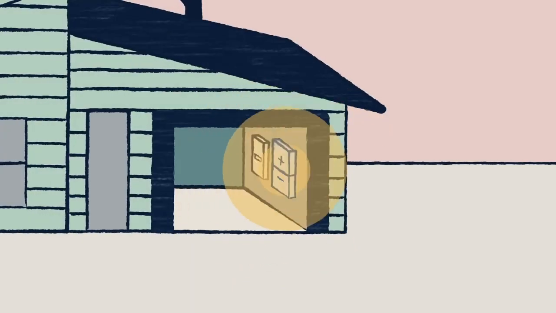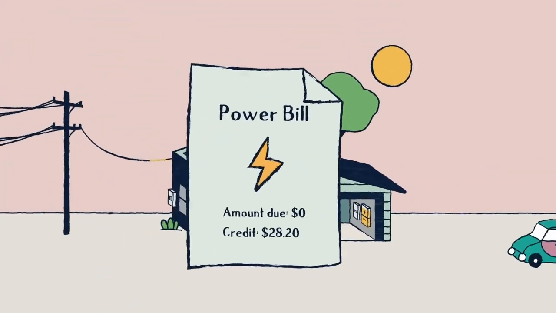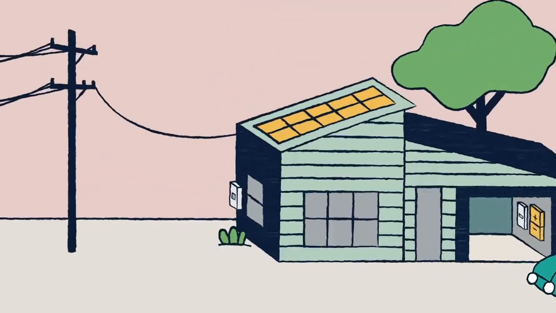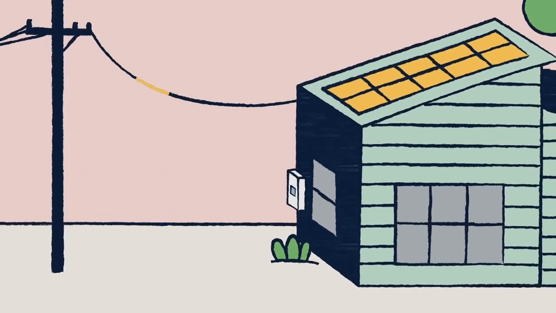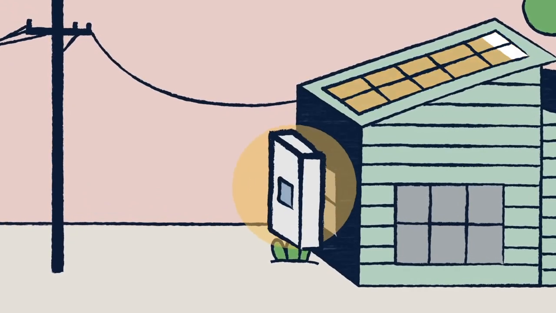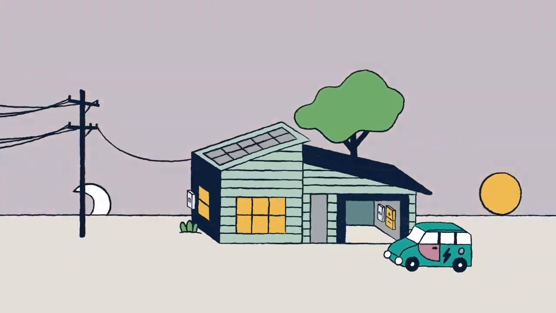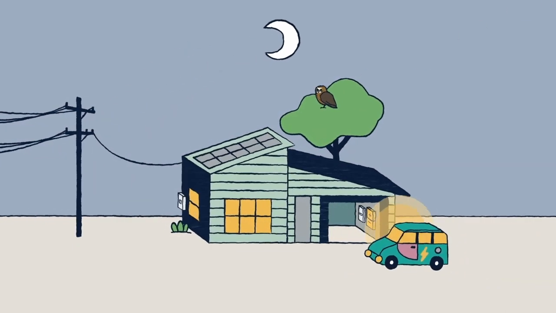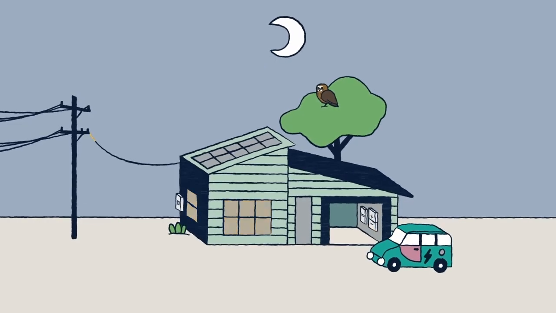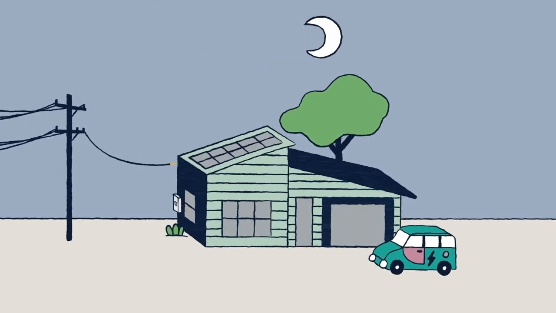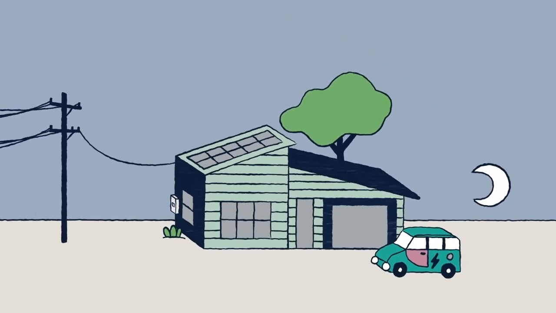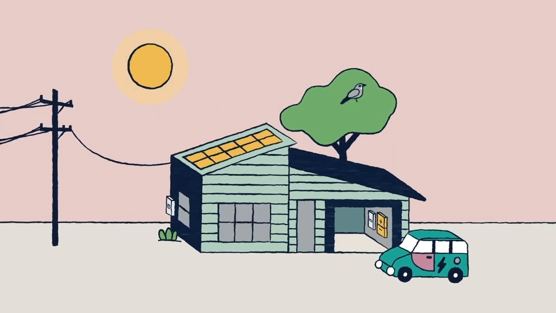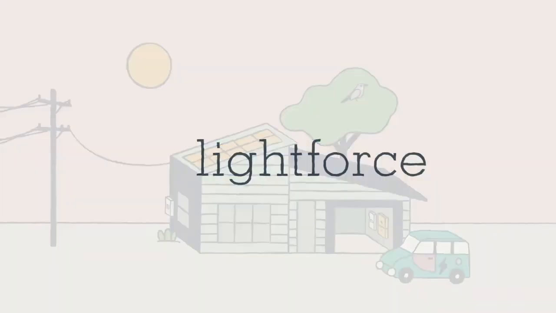And if you still produce more energy than you can use or store in your battery, then this energy also gets sold back to the grid. And to keep track of all this electricity coming in and going out, we change your meter to an import-export meter. When the sun goes down, your panels don't produce energy, but you can use what's stored in your battery. And if you need to top up, then electricity will still flow in from the grid. And you can rest easy, knowing that when the sun comes up tomorrow, you'll be powering your home with free energy from the sun all over again.